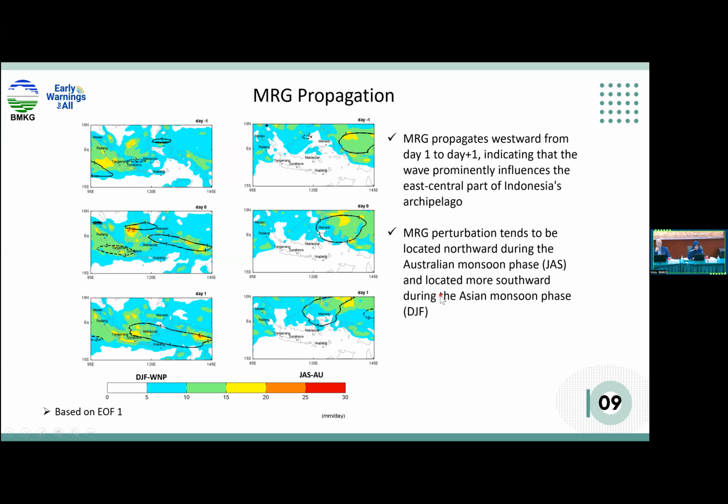And MRG propagates westward from day -1 to day +1, indicating that the wave prominently influenced the east central part of the Indonesian archipelago. MRG perturbation tends to be located northward during the Australian monsoon phase or boreal summer, and located more southward during the ASEAN monsoon phase.